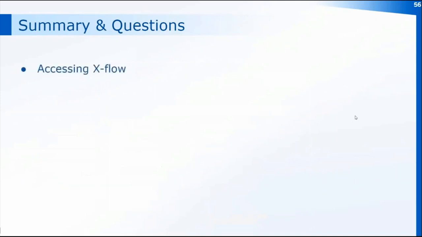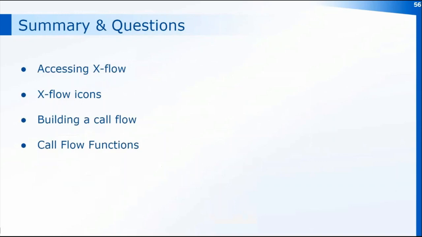So during this session, we've looked at accessing the call flow through the service delivery console. We've looked at the Xflow icons that you can drag onto the desktop to create the call flow. We've looked at building a call flow, the call flow functions at the top of the desktop, and also the templates available when you're setting up a new call flow. We've also looked at changing those group call priorities so that you can make that into an emergency bypass number if you need to.